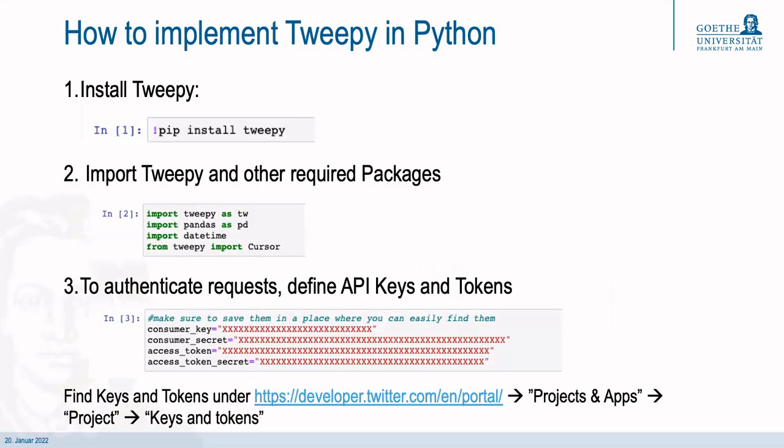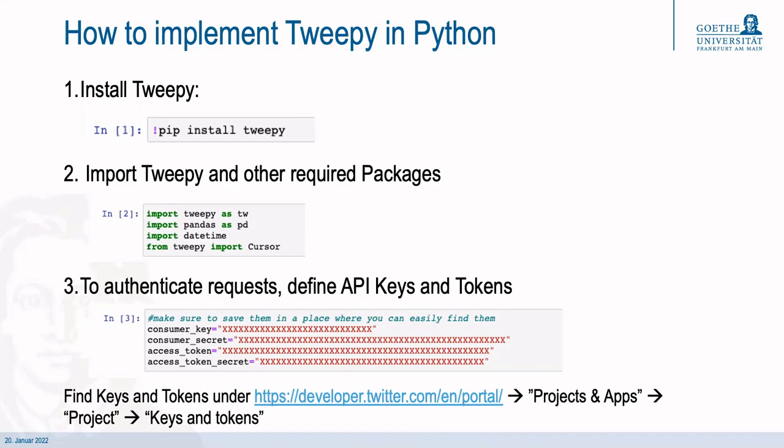How to implement Tweepy in Python. So first of all, we of course have to pip install tweepy. Thereafter, we can import tweepy and other required packages. So for example, pandas, datetime, and from tweepy, we also import Cursor. And then to authenticate our requests, we define API keys and tokens.